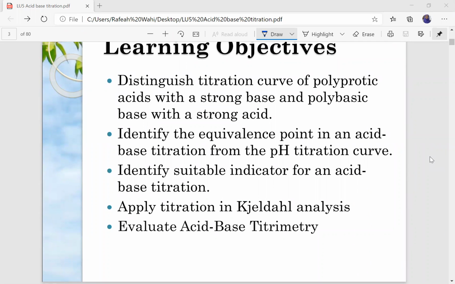In the second part of this learning unit, you should be able to distinguish the titration curve of a polyprotic acid with a strong base and a polybasic base with a strong acid, identify the equivalence point in an acid-base titration from the pH titration curve, identify a suitable indicator for an acid-base titration, apply titration in Jadal analysis, and evaluate acid-base titrimetry.